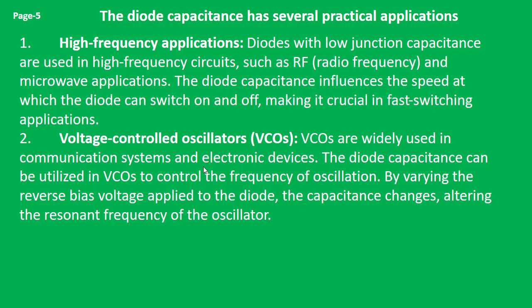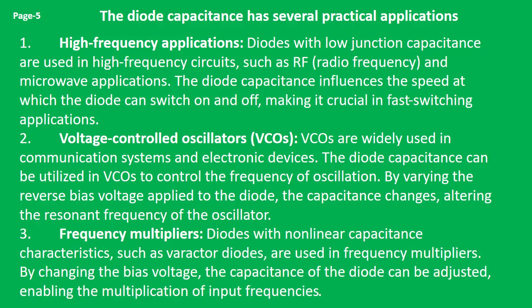For tuning the receiver, the capacitor value may be changed by applying the proper voltage, and accordingly the resonant frequency of the oscillator can also be varied. Then it is used as frequency multipliers. Diodes with non-linear capacitance characteristics, such as the varactor diode, which is a very popular diode, are used in frequency multipliers.